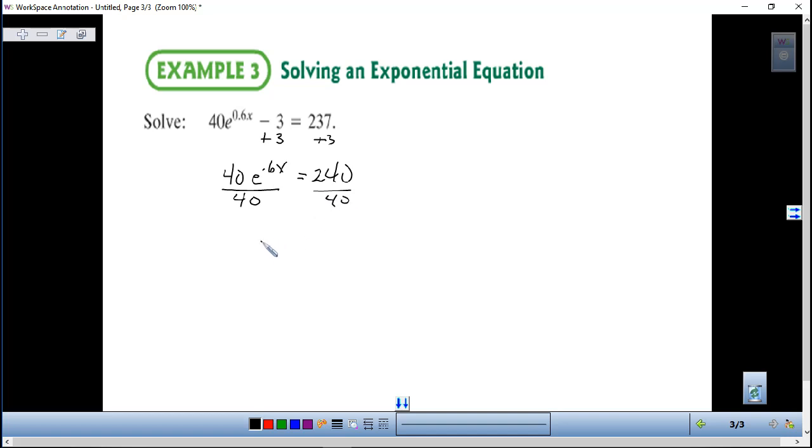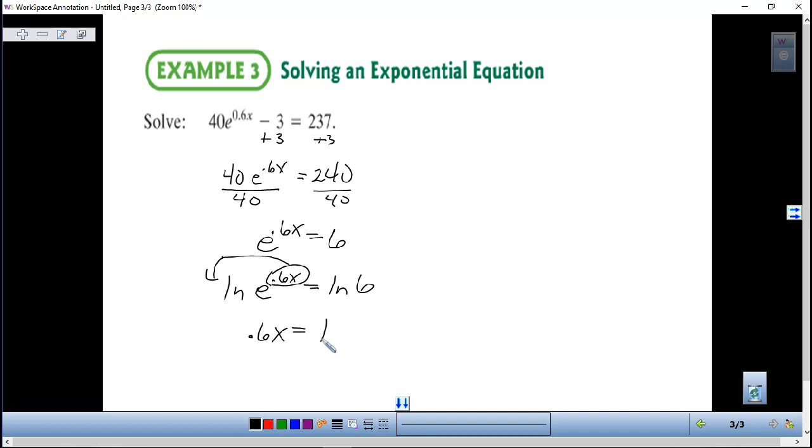So e to the 0.6x equals 240 divided by 40, which is going to be 6. Now we can take the natural logs of both sides since we've actually isolated our exponential. Natural log of e to the 0.6x equals the natural log of 6. And the natural log of e to the 0.6x gives you 0.6x. And you can do the power thing and all that. Move that out front, and the natural log of e is just 1, so that's where we get the 0.6.